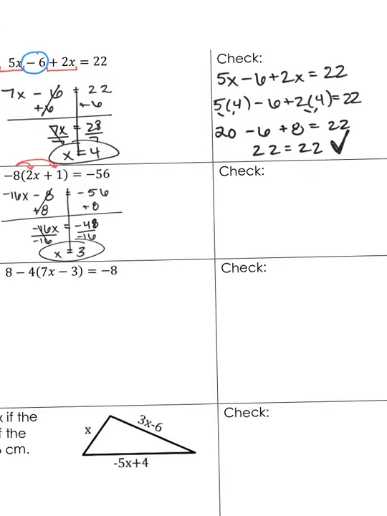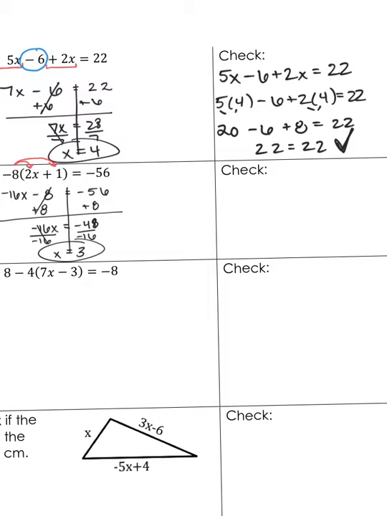So to check our work for this one, same thing as before. I go back to my original equation, and anywhere my original equation had an x, I'm going to substitute the answer that I got. So this would be negative 8 times the quantity 2 times 3 plus 1 equals negative 56. If my answer is correct, then both sides of my equation will balance or be equal to each other.